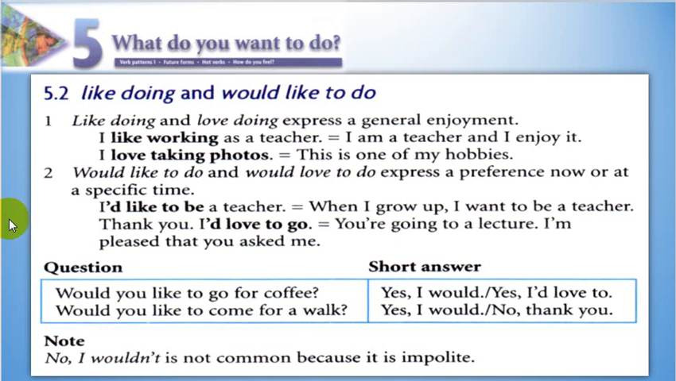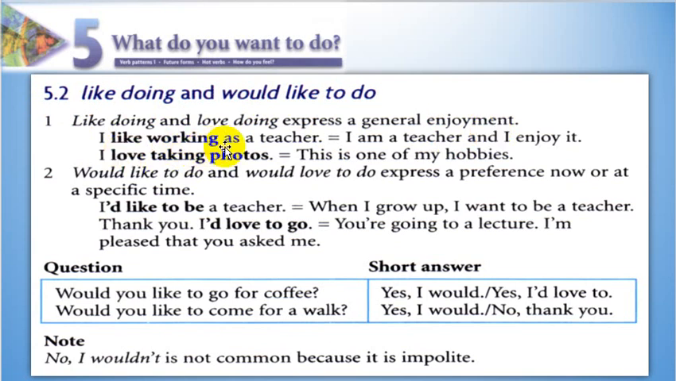Now, you have seen already in 5.1 how the four people, Sean, Mel, Kamal, talked about their hopes and ambitions. They often used would like, the form would like. Now, in 5.2 we will talk about like doing and would like to do. The forms like doing and love doing express a general enjoyment. Pay attention to this point.